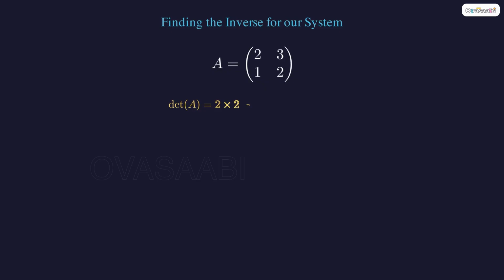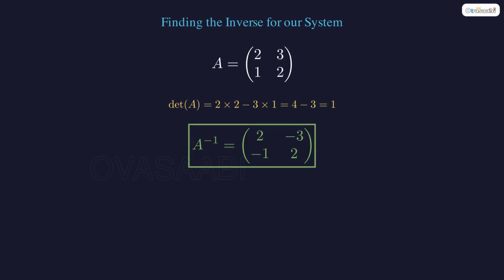The determinant is 4 minus 3, which is 1. Swap 2 and 2 on the diagonal, negate 3 and 1. A inverse is 2, -3, -1, 2.